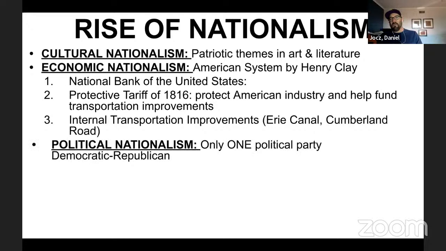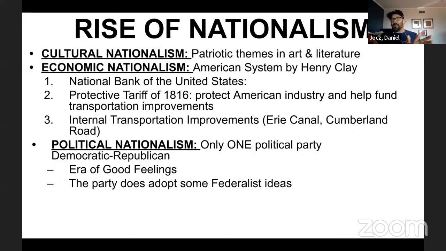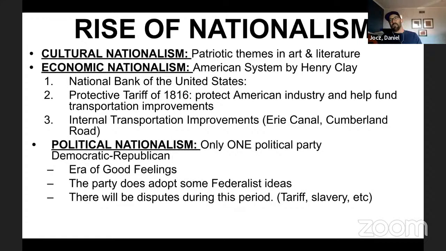You also have a political nationalism. There's only one political party, the Democratic Republicans. The Federalist Party had faded into oblivion, especially after the Hartford Convention. So you see this kind of political nationalism, and this is called the era of good feelings. Even the Democratic Republicans are adopting some of the Federalist ideas. They're okay with the bank in some cases. They're okay with certain kinds of broadening of federal government powers.